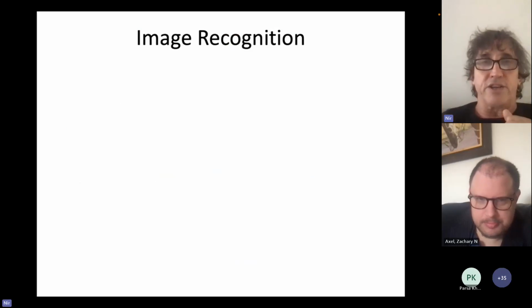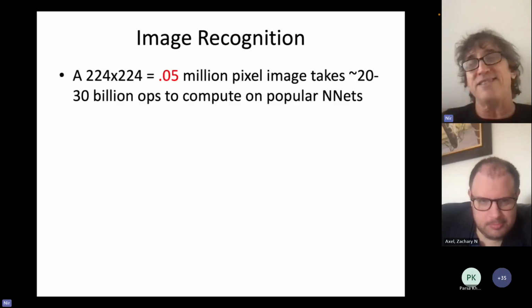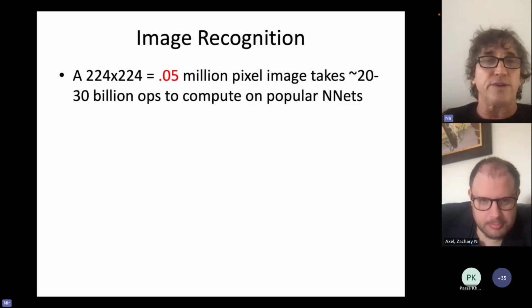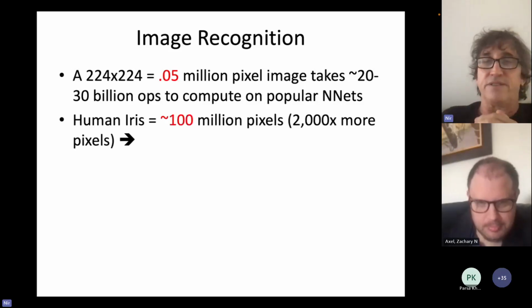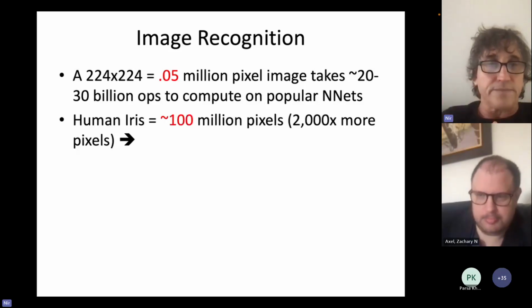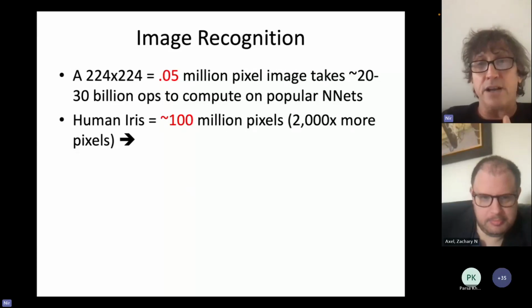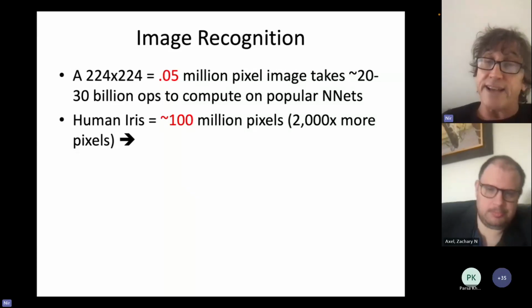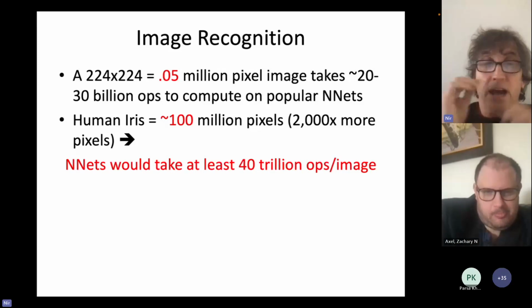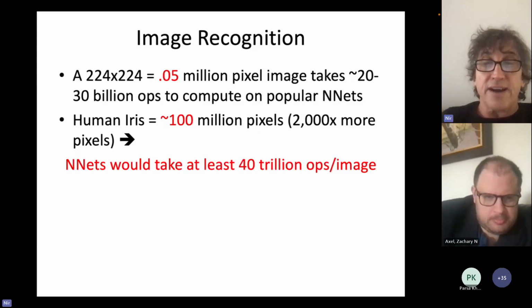What about image recognition? I want to recognize an image, like the typical 224 by 224 image, about 0.05 million pixels. It takes about 20 to 30 billion operations to do that on a popular ResNet or UNet that you would use. The human iris has about 100 million pixels. That's 2000x more pixels, and a neural network would take, with this, about 40 trillion ops per image.